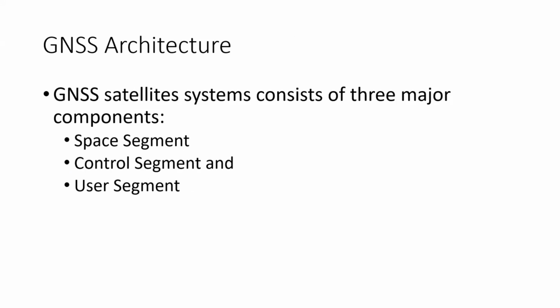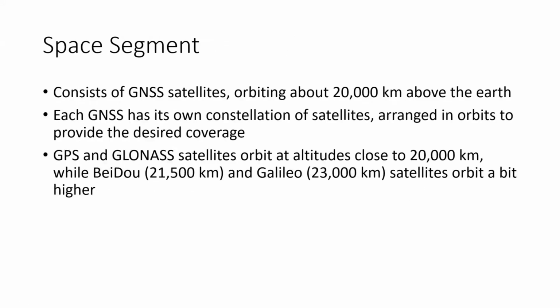This is the architecture of GNSS. Any system, maybe it is GPS, GLONASS, or Galileo, whatever, will have three components: a space segment, a control segment, and a user segment. These three will be there in every system.